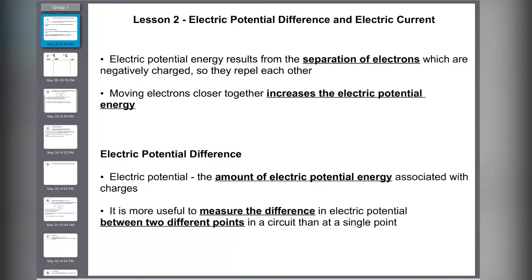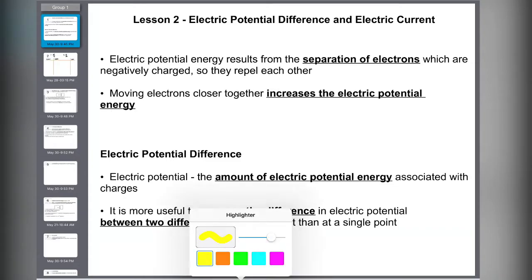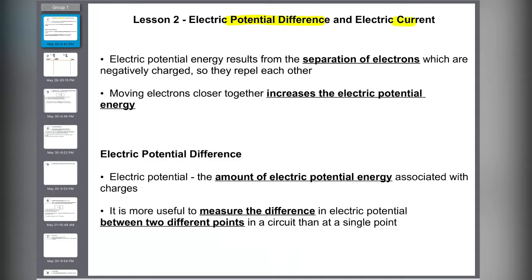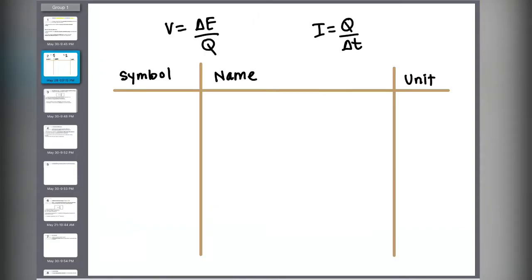Okay, so today we're going to cover lesson 2, electrical potential difference and electrical current. These are things that we did cover in grade 9 already. And please make sure you go and watch the video that I assigned before, just on the concept and analogy that you can use to understand what potential difference and current is. So the two equations we'll be doing in this lesson are the potential difference equation and the current equation.